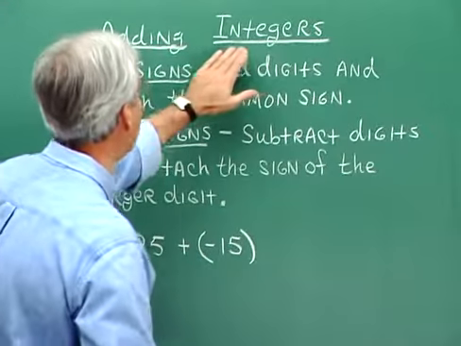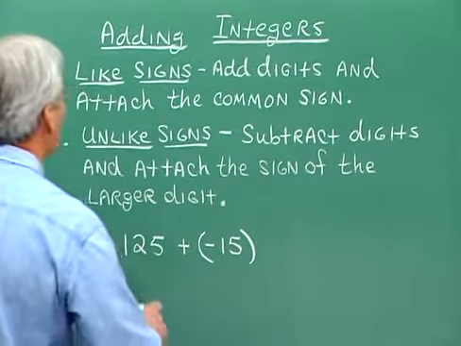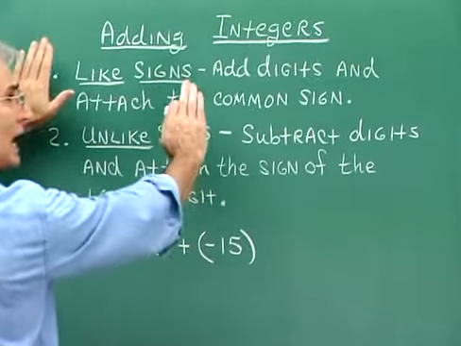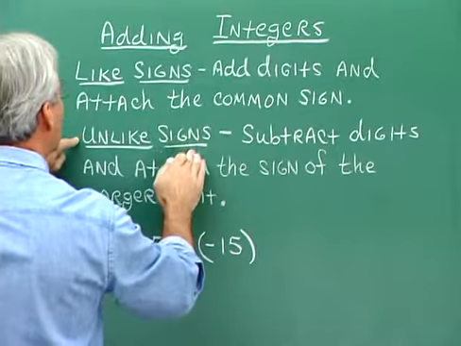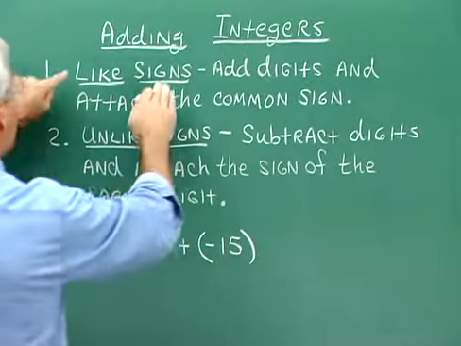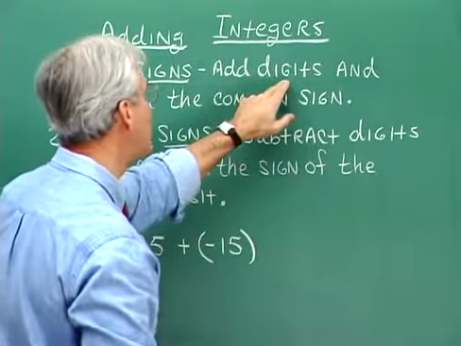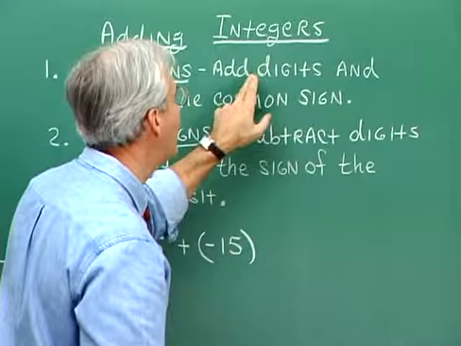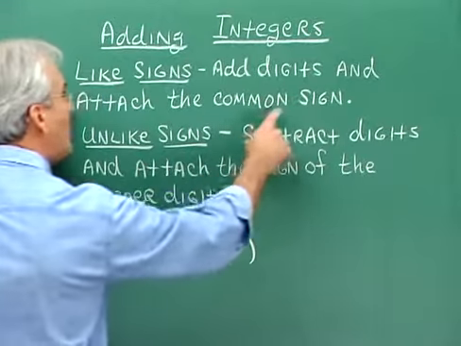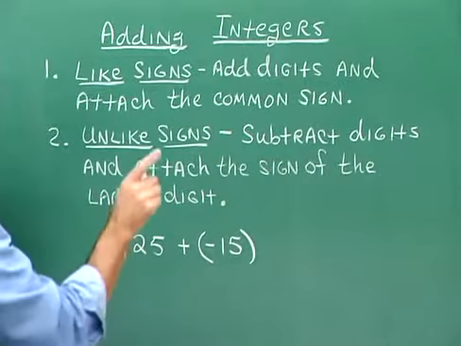All right, adding integers. Now here are our strategies for adding. We're looking first to see if the signs of the numbers being added are alike or unalike. If they are like signs, what we found earlier was that we just add the digits involved, add the absolute values, add the digits, and attach the common sign. You see, so add digits, attach the common sign. That's all there is to it.